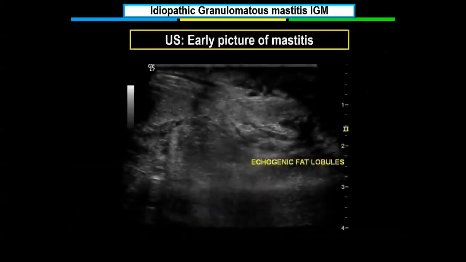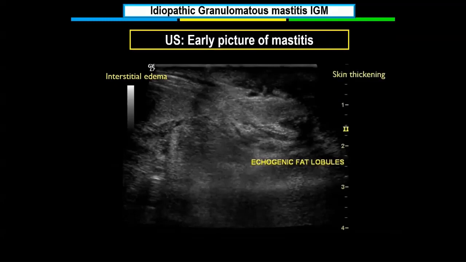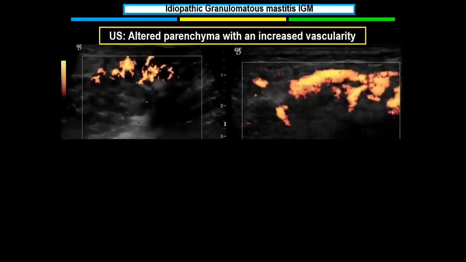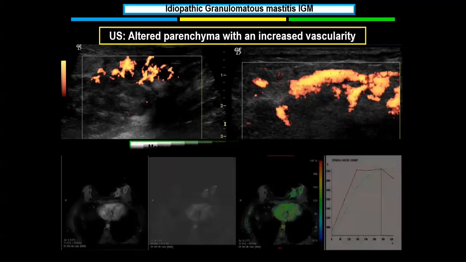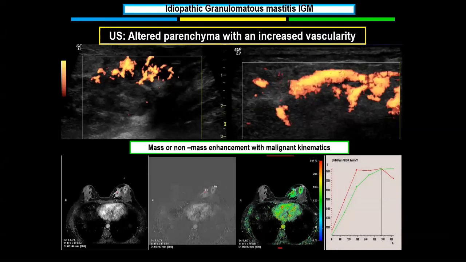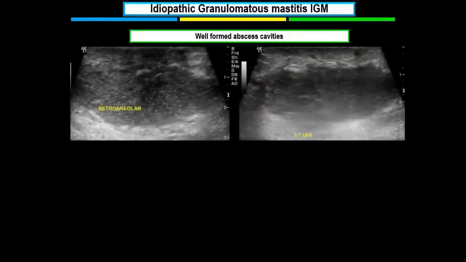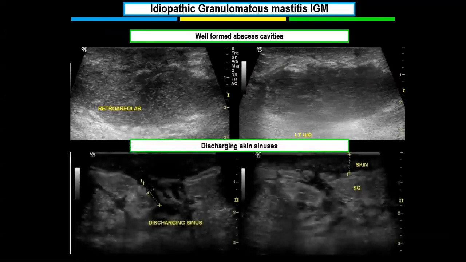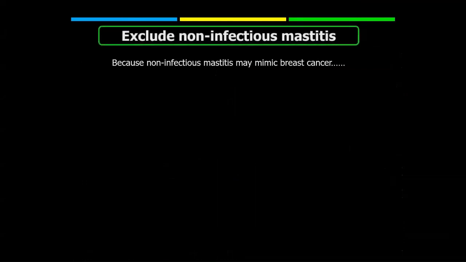On ultrasound, early in the course of the disease, she has a simple picture of mastitis with echogenic fat, interstitial edema lines, and skin thickening. Sometimes, as the disease progresses, there is an altered parenchyma with increased vascularity, and when we do MRI, we might find masses or non-mass enhancement. It is common to find multiple well-formed abscess cavities, and these cavities usually have a tendency to discharge, to form sinus tracts discharging through the skin.